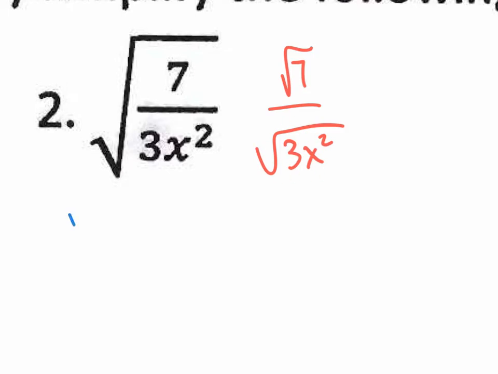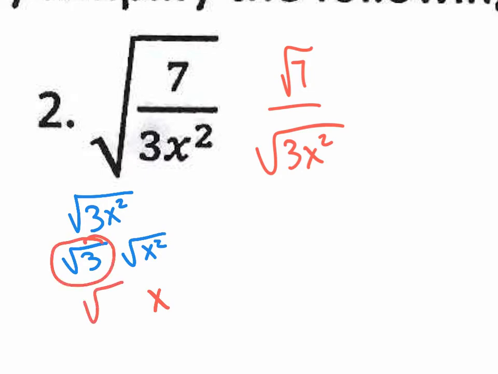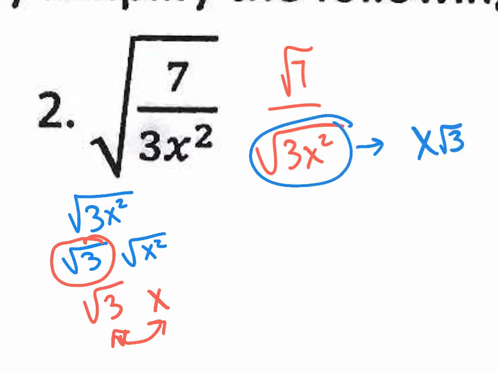So let me do this down here. The square root of 3x squared, I'm going to split the square root, make it the square root of 3 and the square root of x squared. And the square root of x squared, that is just x, no more square root. And the square root of 3, you can't do anything with that. So what I'm going to do is rearrange it. I'm going to put the x first and the square root of 3 second. So in reality, this guy becomes x square root of 3. And you still have the square root of 7 up on top.